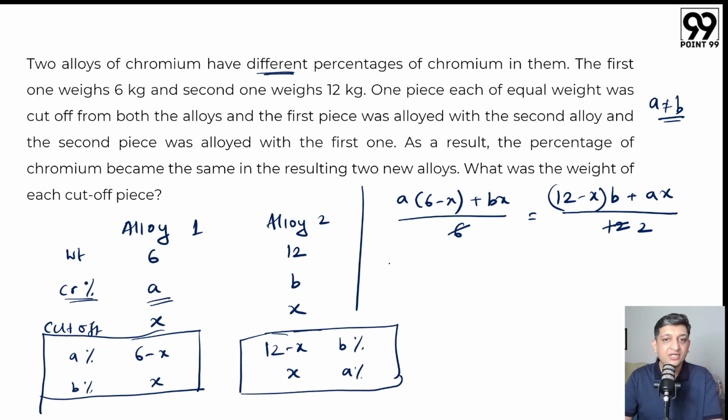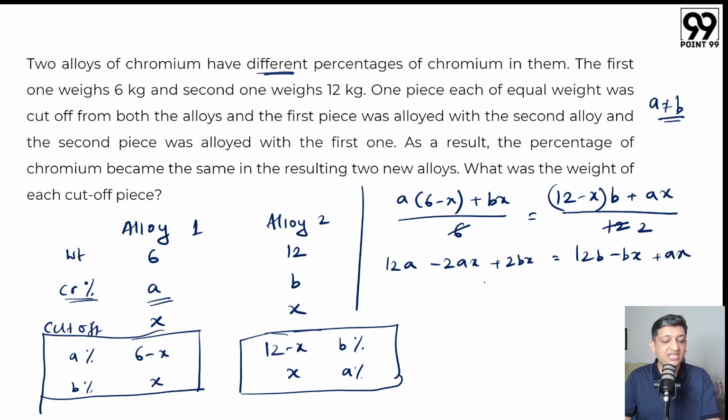6 into A into 2 is going to give me 12A. Minus Ax into 2 will give me minus 2Ax. Bx into 2 is going to give me plus 2Bx. Here what are we going to get? 12 times B minus Bx plus Ax. This is what I'm going to get.